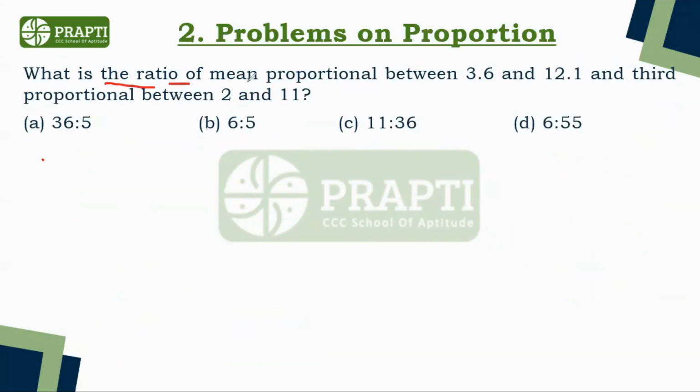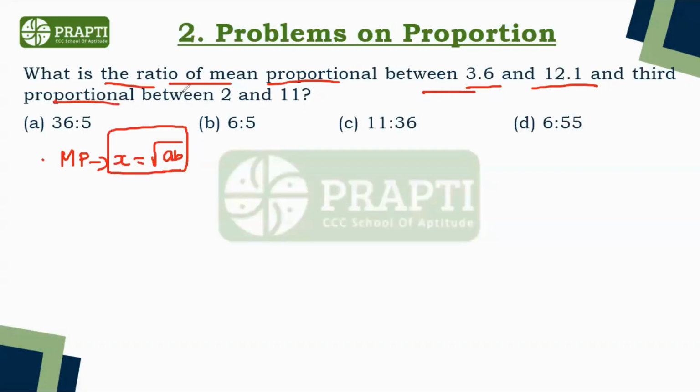What is the ratio of mean proportion between 3.6 and 12.1? So what is mean proportion? Mean proportion formula, x is equal to root of AB. Everyone knows this. And they're asking third proportion. So what is the third proportion formula? C is equal to B square by A. So we are going to use these two formulas.